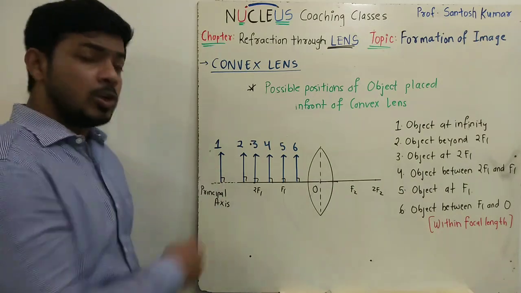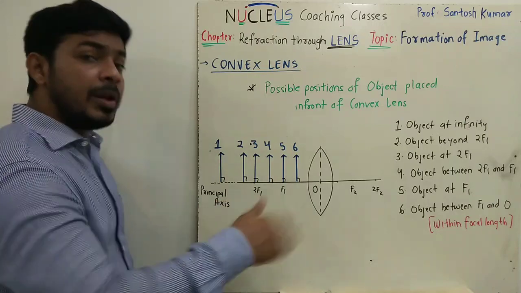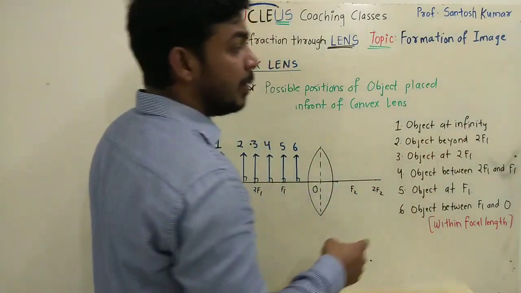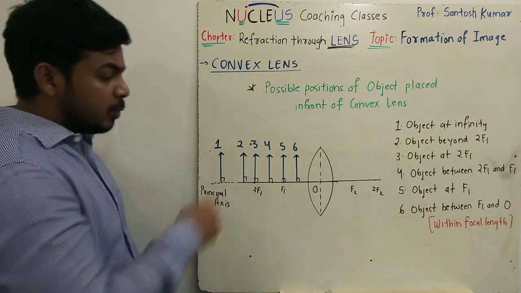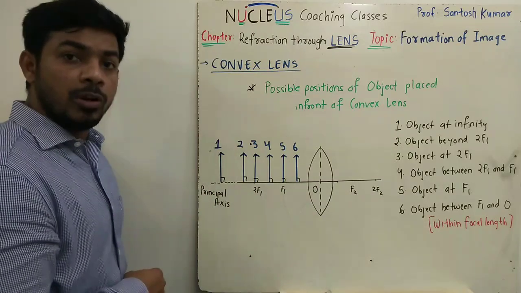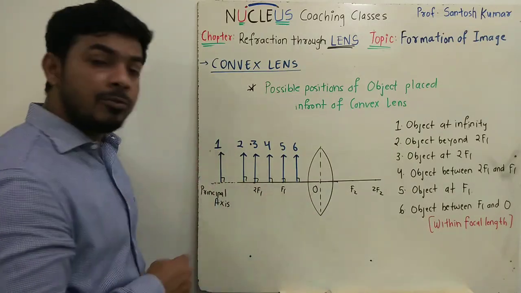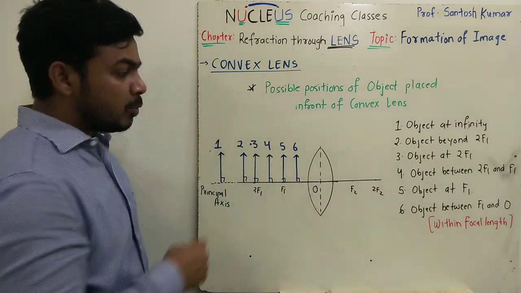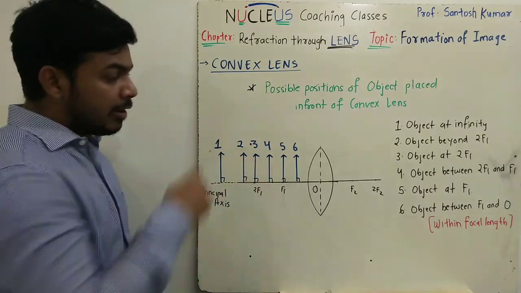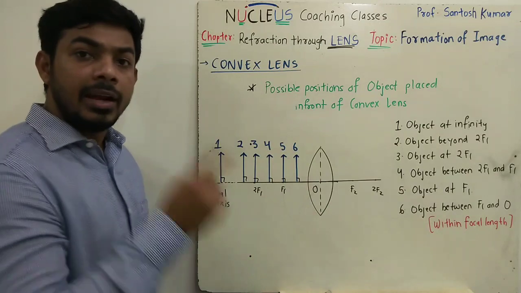Now sometimes the object is not very far away from the lens, but it's still kept beyond 2f1. So the second position is object kept beyond 2f1. Third position, you can clearly see that the object is exactly placed at 2f1. Fourth position says that the object is placed between 2f1 and f1. Fifth position, you can see the object is placed at f1. And if I talk about the last position, the object is placed between f1 and O.